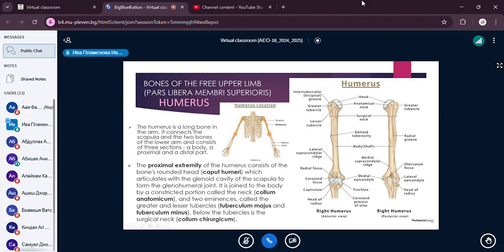After that, we have body, corpus humeri, with three surfaces, facies anteromedialis, anterolateralis, and facies posterior. Of course, I told you, you have to remember this one, deltoid tuberosity, and on the posterior side, the radial groove for the radial nerve.